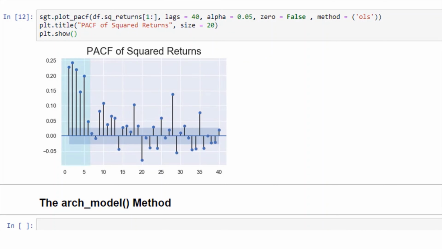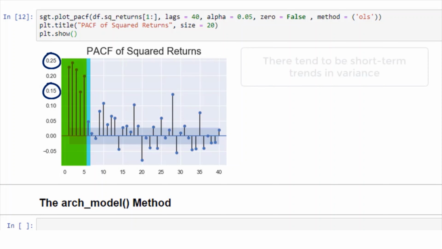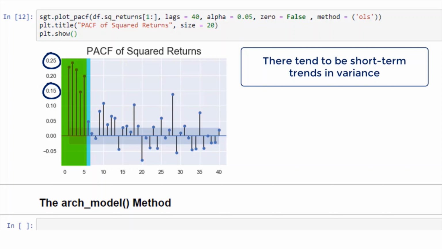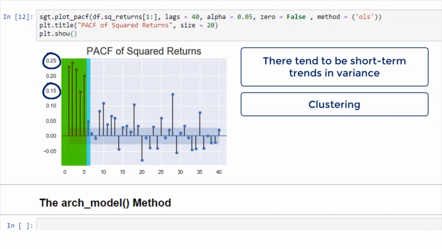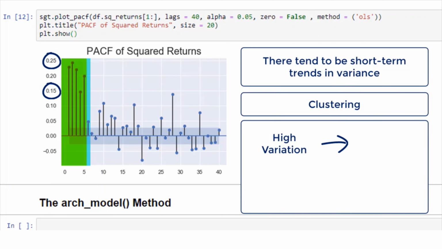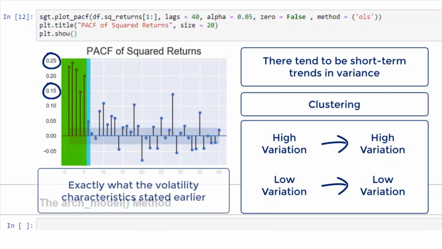We can see that the first 6 lags are significant, with the first 5 yielding coefficients between 0.15 and 0.25. Such high significant values of partial autocorrelation among the first few lags suggest that there tend to be short-term trends in variance. Another way to think about this is clustering, where we have periods of high variation, followed by periods of high variation, as well as periods of low variation, followed by periods of low variation. This is exactly what the volatility characteristics stated earlier, so our dataset makes perfect sense.